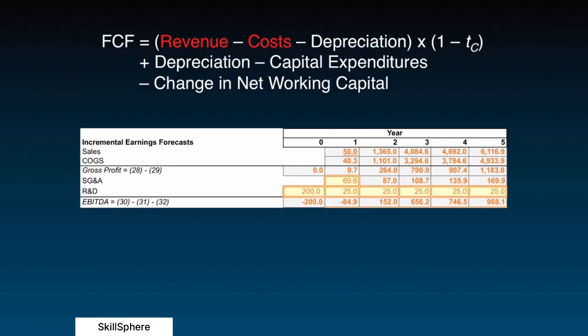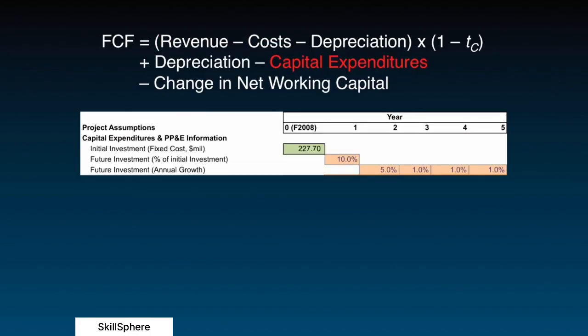Okay. Now let's move on to capital expenditures. So our upfront investment is going to be a little over $227 million for the plant and the equipment. Then we're going to invest in the first year of the project 10% of that amount, followed by annual growth of 5%, 1%, 1%, and 1%. So, to get our dollar forecast, there's nothing to do for year 0. That's just the $227 million.